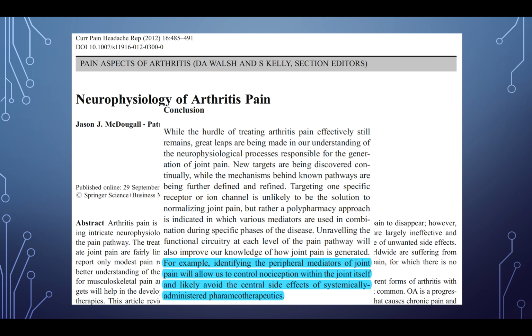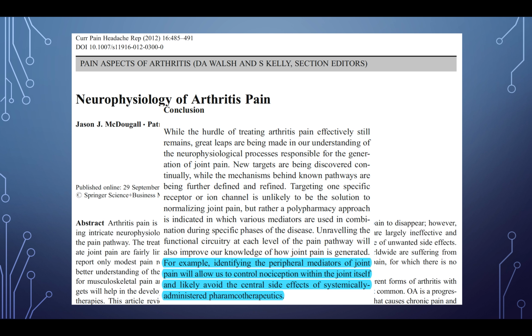So part of the conclusion, I'll read the whole thing. I think it's important. So the hurdle of treating arthritis pain effectively still remains. Great leaps are being made in understanding the neurophysiological processes that are responsible for the generation of joint pain, but new targets are being discovered continually. While the mechanisms behind the known pathways are being further defined and refined, targeting one specific receptor or ion channel is unlikely to be the solution to normalizing joint pain, but rather a polypharmacy approach is indicated, in which various mediators are used in combination during specific phases of the disease. I don't 100% disagree with that.